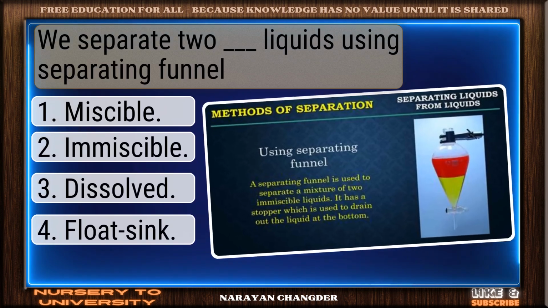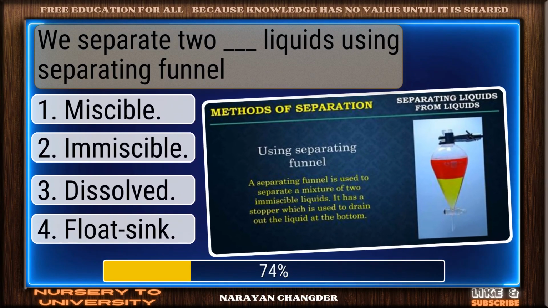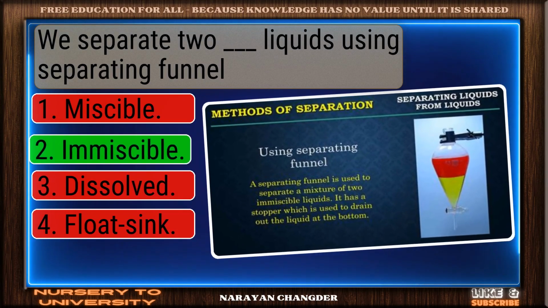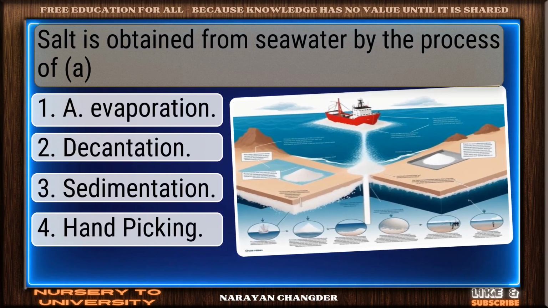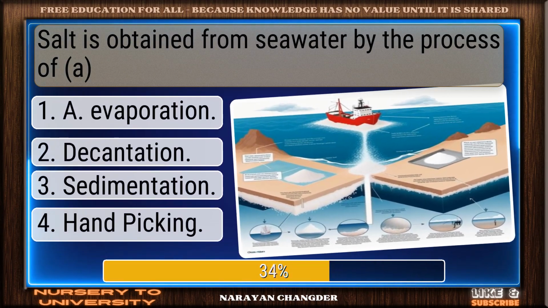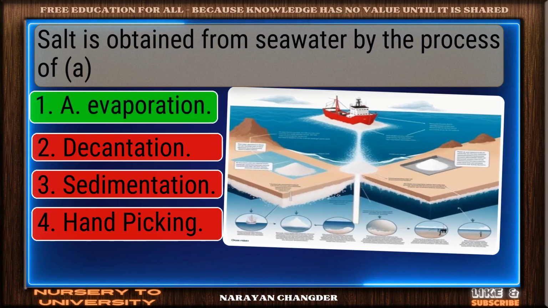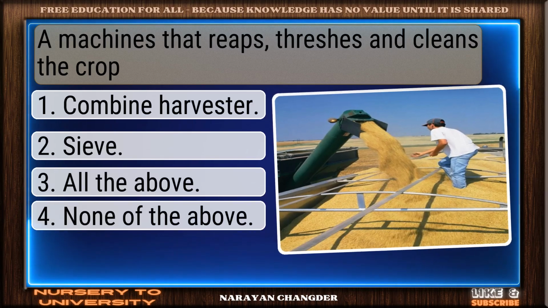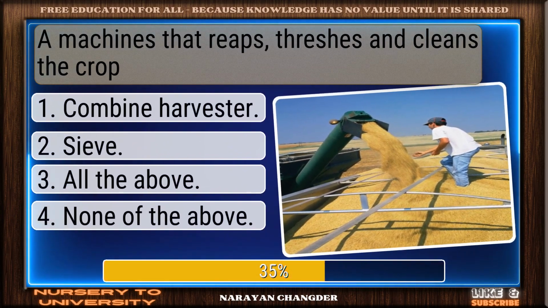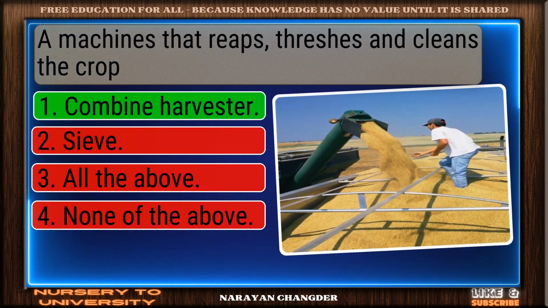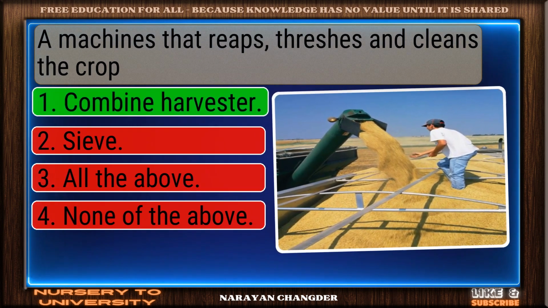We separate two liquids using separating funnel. Nice selection. Immiscible is the correct and valid answer. Salt is obtained from seawater by the process of. Great job. A. Evaporation is the accurate answer. A machine that reaps, threshes, and cleans the crop. Excellent. Combine harvester is a brilliant choice.